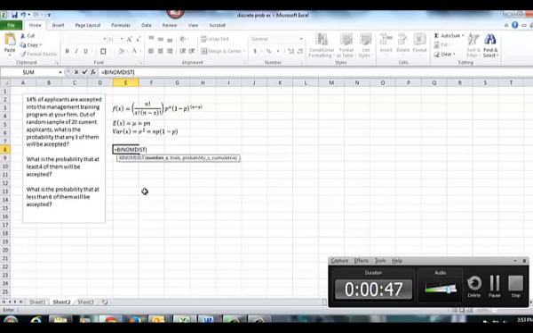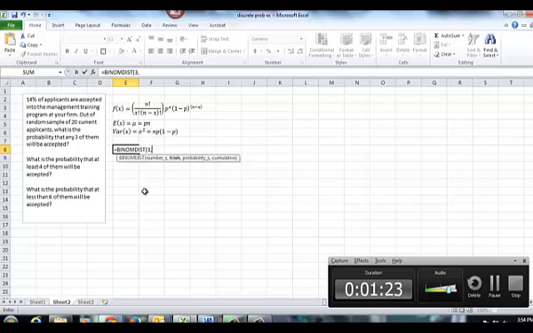That's fine. I'm selecting that because it will work on all versions of Excel, even if you have an older version or if you're using a Mac that may not have been updated. It's going to ask me for a couple of pieces of information. Number_s is the number of successes that I'm looking for. I want to know the probability that 3 are accepted. If I define a success as being accepted, I want the probability that 3 of them are accepted. So that's my first number.